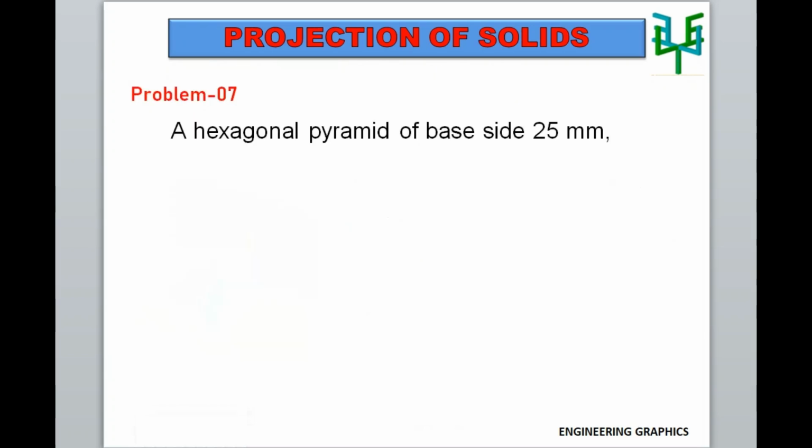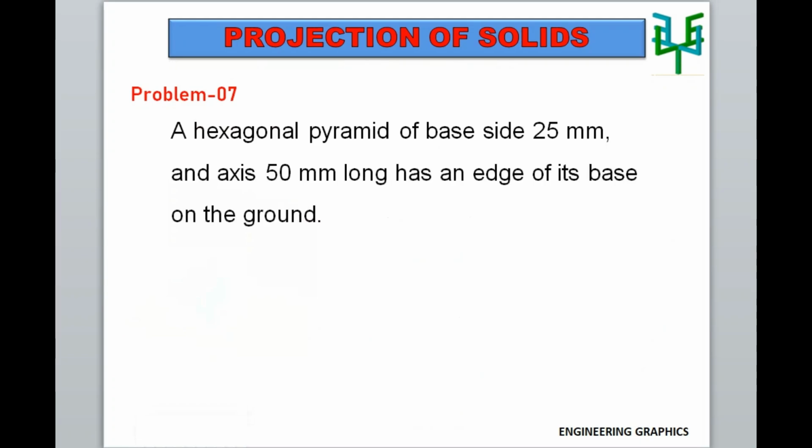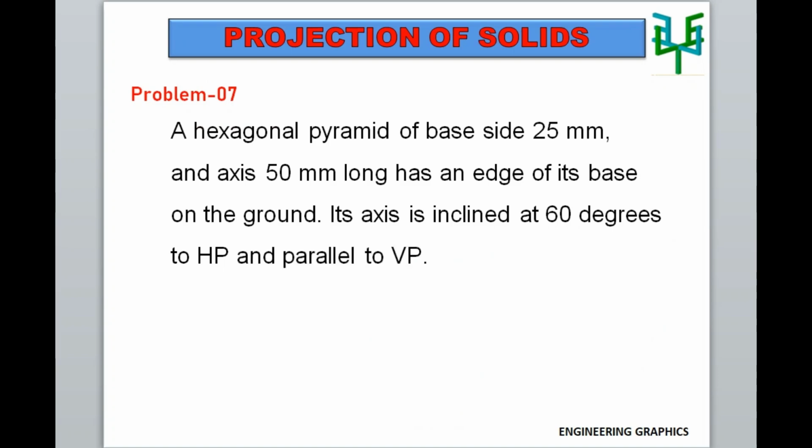A hexagonal pyramid of base side 25 mm, and axis 50 mm long, has an edge of its base on the ground. Its axis is inclined at 60 degrees to HP, and parallel to VP. Draw its projections.